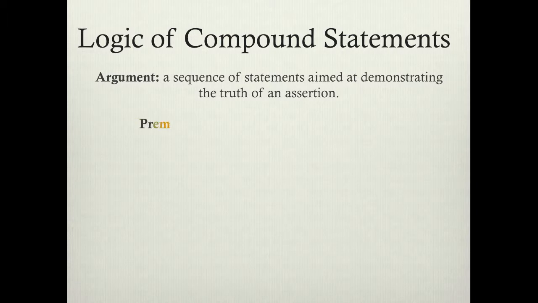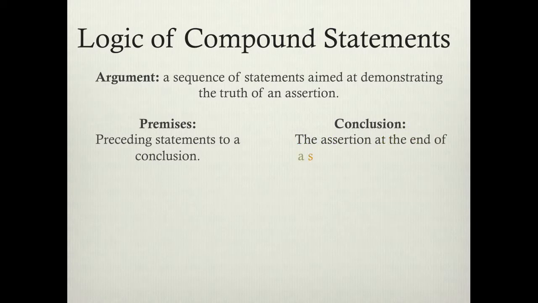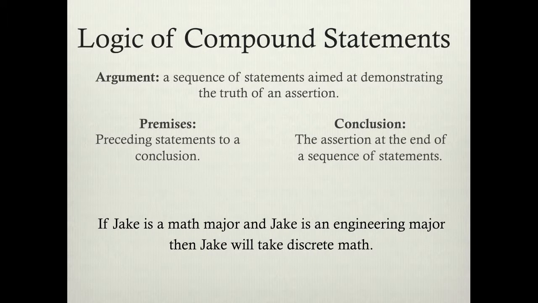We can break these arguments down into two parts, a premise and a conclusion. The premise is the preceding statements to a conclusion, and the conclusion itself is the assertion at the end of the sequence of these statements. Let's go back to our original example. If Jake is a math major and Jake is an engineering major, then Jake will take discrete math. Let's take a second here to find the premise and the conclusion.